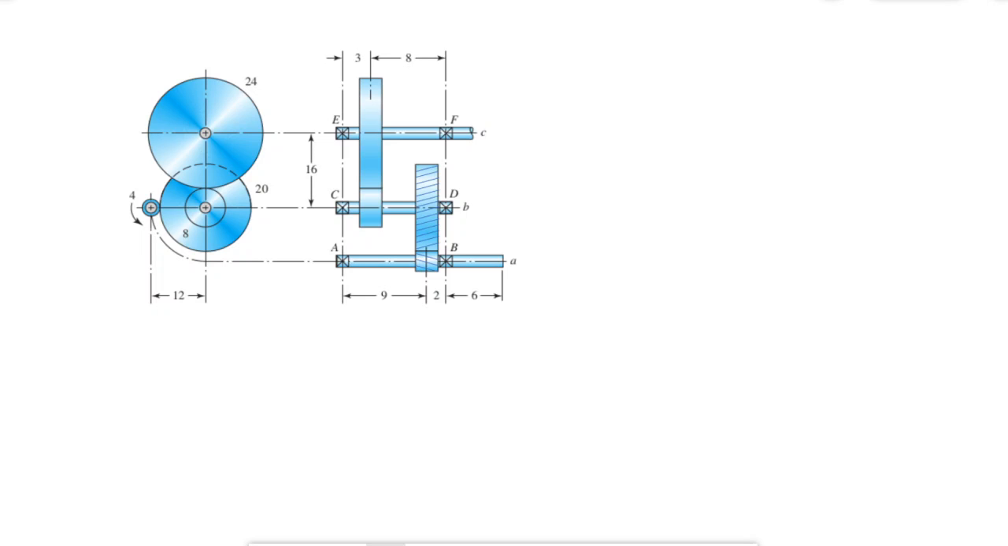Okay, so we have this gear system. We're gonna label the gears 2, 3, 4, and 5. It's given that the torque of shaft A, here in gear 2, is 2500 pound-inch, and it's rotating at 1200 RPMs.